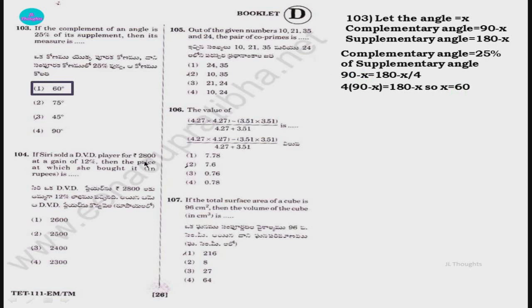104. If Seema sold a DVD player for 2,800 rupees at a gain of 12%, then the price at which she bought it in rupees is. So here they have not given us a cost price.